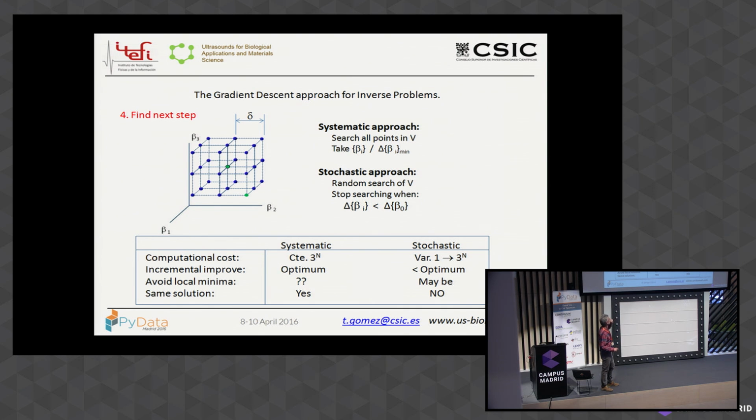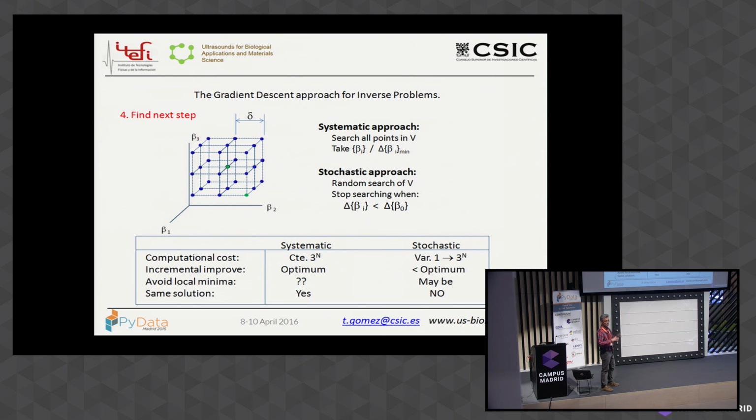Avoid local minima. Well, the systematic approach can be not very good at this point. And same solution: do you reach the same solution every time you run the model? With the first case, yes. But with the second case, maybe not. So you may have a cloud of different points around your final guess. And this is very good. Maybe you think it's not, but it is.